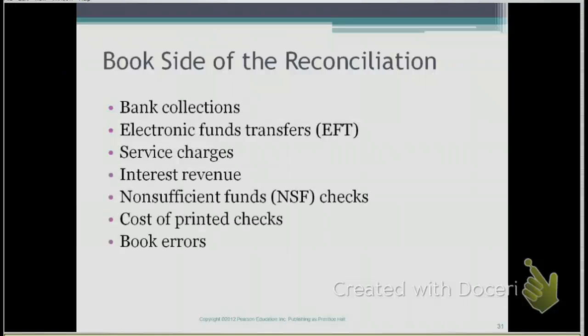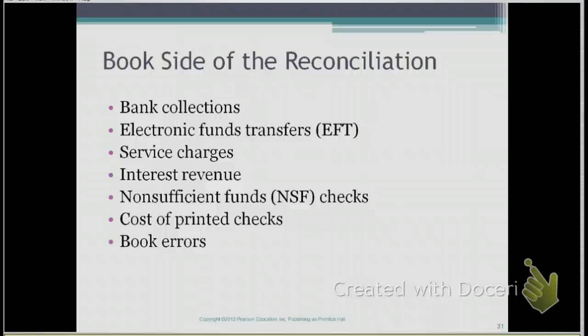On the book side of the reconciliation, you would find items that were on the bank statement that you did not know about until you received the bank statement. And here's a list of things that you would find on the bank statement. Bank collections. Bank collections refer to customers going and depositing money straight into the bank, so the bank collects money on your behalf. Very similar to that is electronic funds transfers, where the bank collects money for online banking transactions, or if a customer sends money through a wire transfer. Remember, electronic wire transfers can also be money going out, not just coming in.